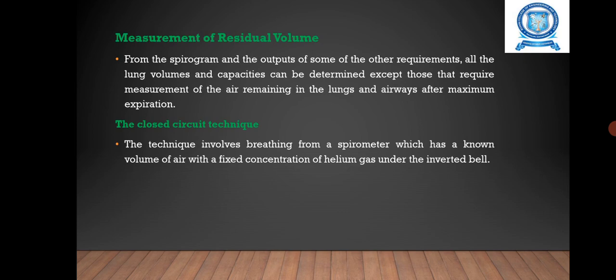That means from the spirogram and the outputs of some of the other requirements, all the lung volumes and capacities can be determined except those that require measurement of the air remaining in the lungs and the airways after maximum expiration. The next one is the closed circuit technique. It involves breathing from a spirometer which has a known volume of air with a fixed concentration of helium gas under the inverted bell. For example, the patient is made to breathe this air for a considerable period, so that complete mixing of gas in the spirometer and the lungs can be measured.